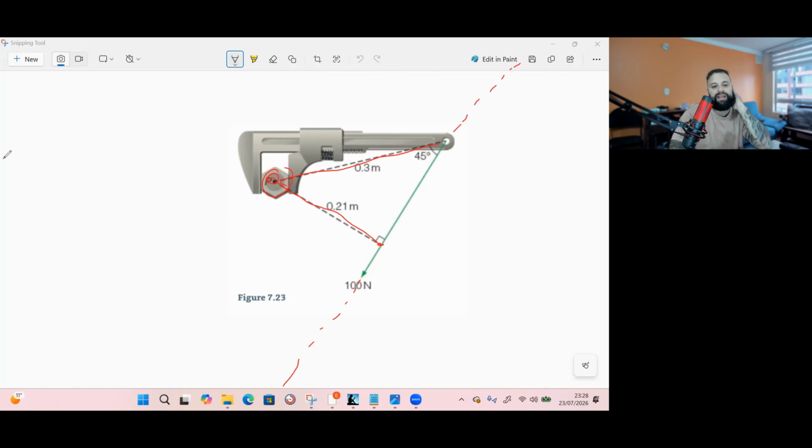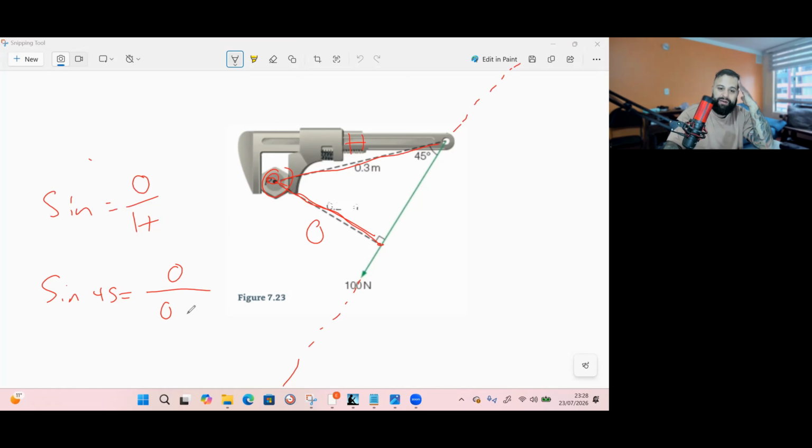But what about if they didn't give us that actual value? If that was empty space over here? Well, luckily, what we could do is we could use trigonometry. And we know that sine is opposite over hypotenuse. So opposite the angle is O, and this is my hypotenuse. So I know that my angle is 45 degrees. My opposite is what I'm looking for. That's the perpendicular distance divided by my hypotenuse, which is 0.3.